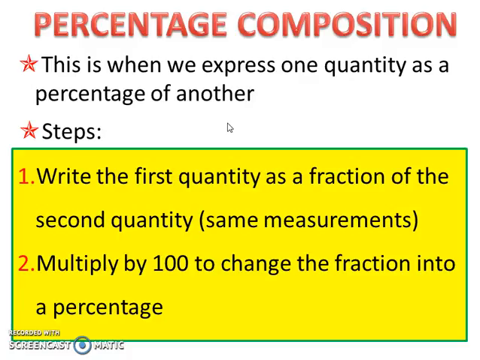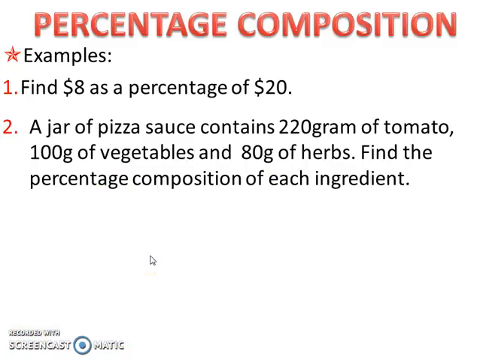Alright, for percentage composition, basically we need to express one quantity as a percentage of another. So we do this by writing them in fraction form, and we have to also make sure our measurements are the same. Then our second step is to turn it into a percentage by multiplying by 100. So for example, to find what $8 is as a percentage of 20, we need to just do 8 out of the 20 and then times it by 100 to turn it into a percentage.